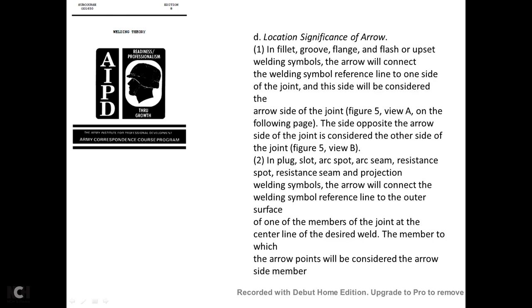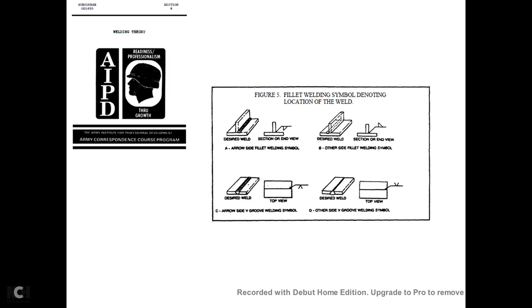In the plug, spot, arc seam, resistance spot, resistance seam, and projection welding symbols, the arrow will connect the welding symbol reference line to the outer surface of one member of the joint at the center line of the desired weld. The member to which the arrow points is considered the arrow side member. The fillet weld symbol denotes the location of the weld. The arrow side of the fillet is shown below, with the welding symbol, section or end view. The other side of the fillet shows the desired weld on the other side, in the end view.